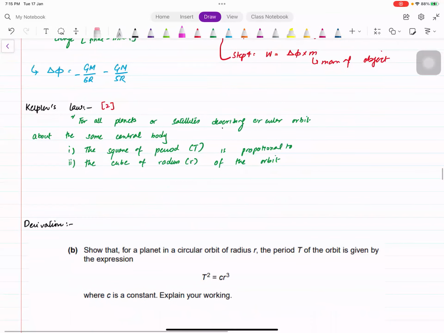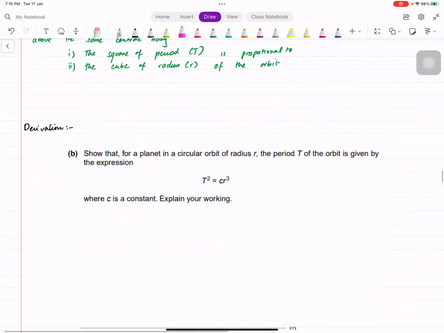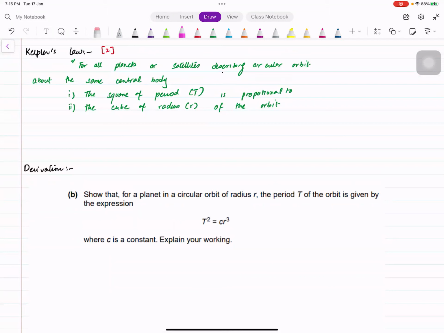Now, for Kepler's law, they're going to give you a lot of derivations, and from the paper, I'm just going to tell you this. So first of all, they say show for the planet in a circular orbit R, the period T of the orbit is given by the expression T squared equals CR cubed, where C is a constant, and explain your working. So how you go about this? You guys have written that, right? Should I move forward now?